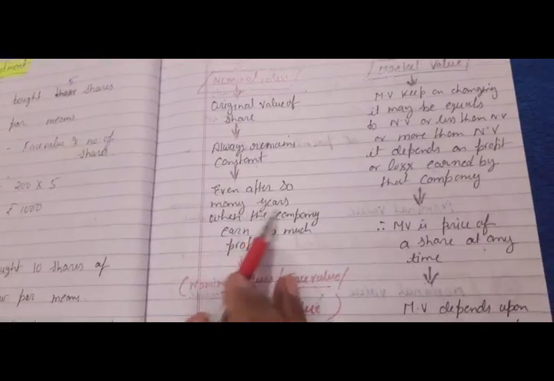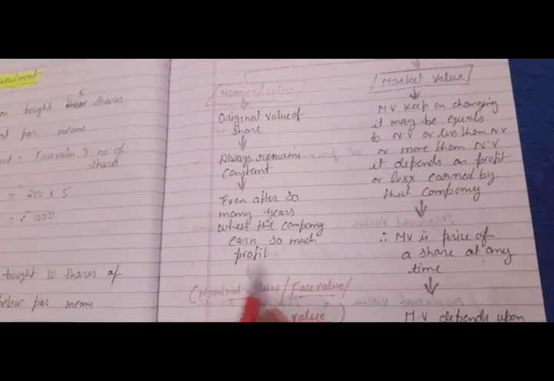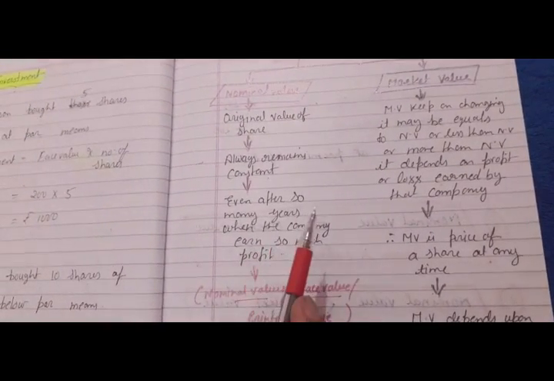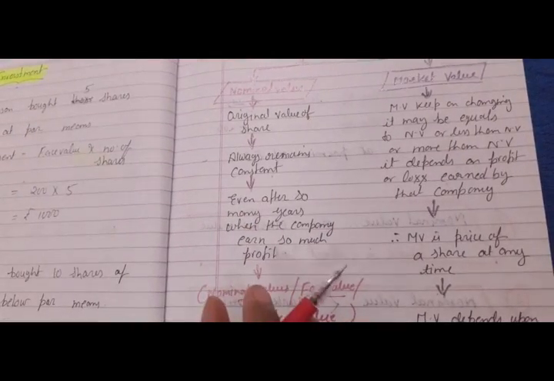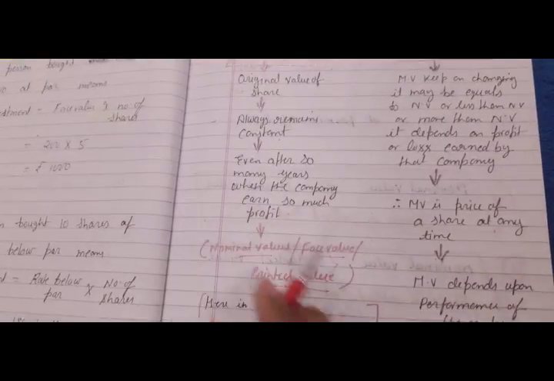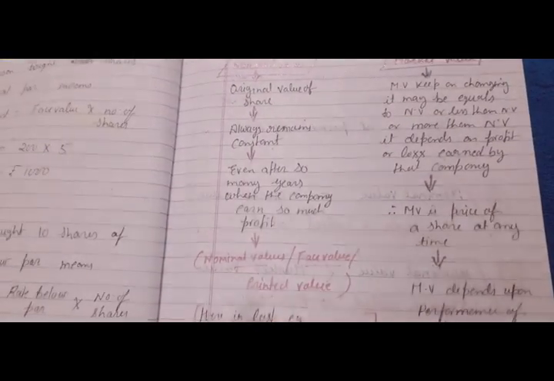Even after so many years, when the company earns so much profit and its cost rises, it is still said that the nominal value of this share is the value which was at the starting. So it never changes. And how is it written?